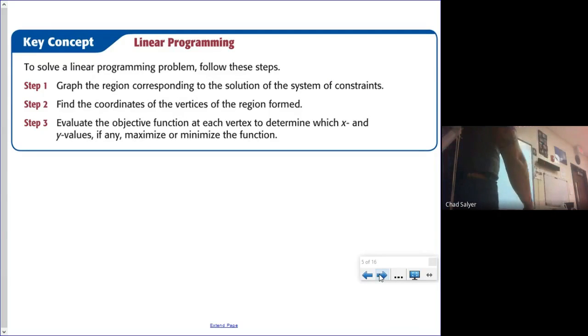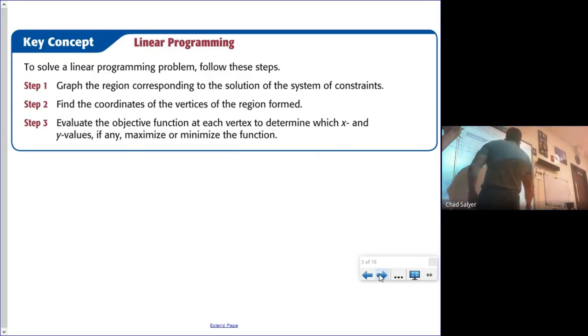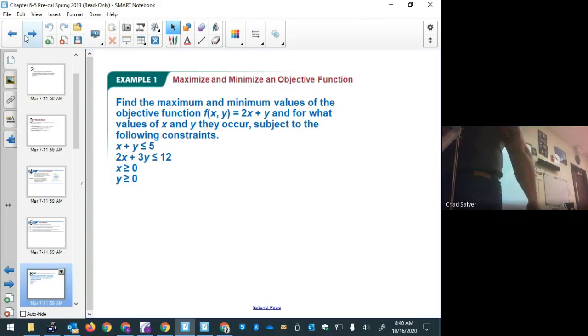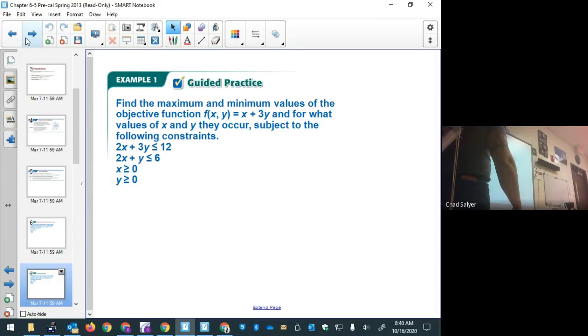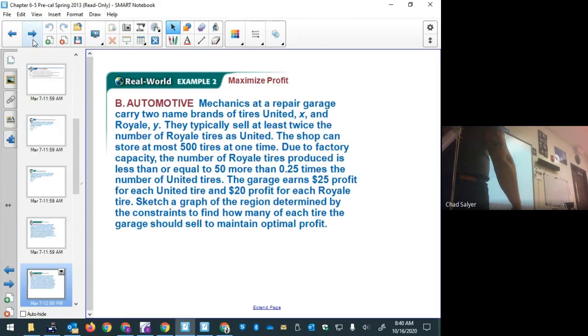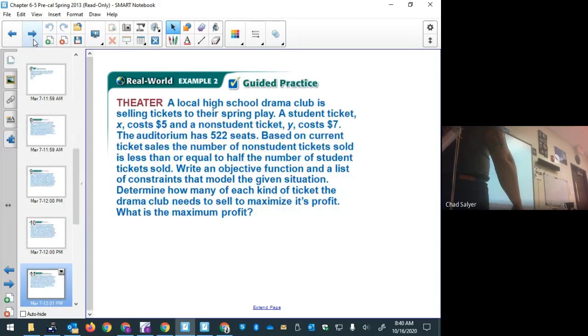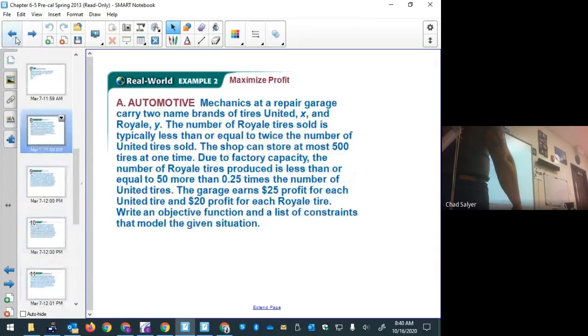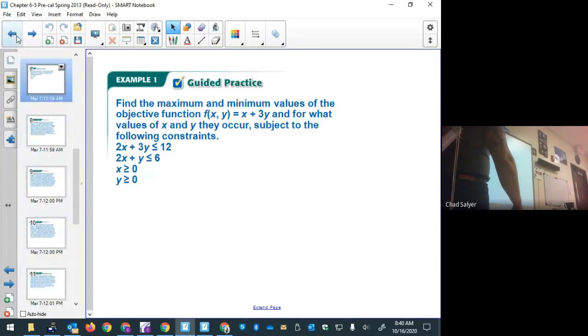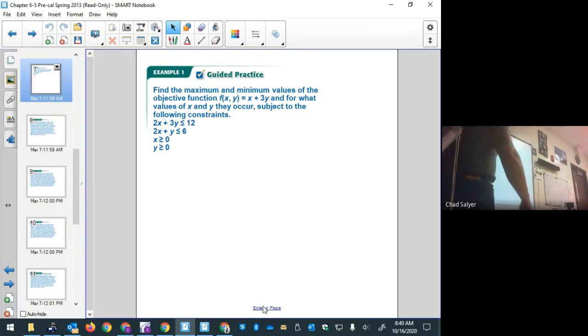So step 1, graph the region corresponding to the solution of the system of constraints, find the coordinates of the vertices, plug those into our objective function, and see which one is the highest or lowest, whichever we're searching for. Okay. So I find an interesting one here. I think this one probably best. So we'll use a graph here.